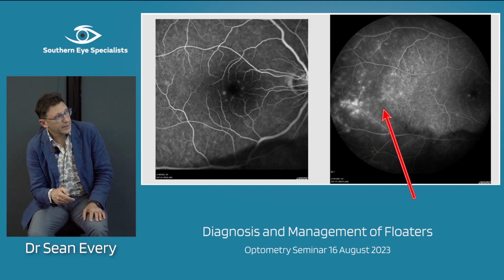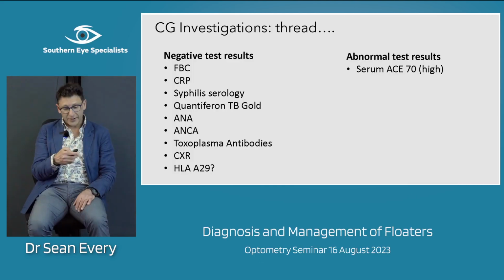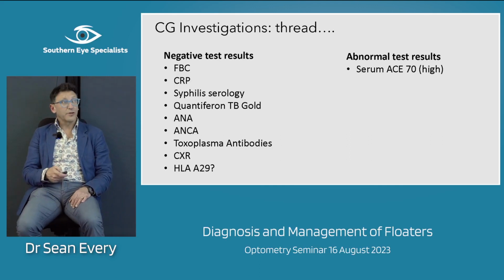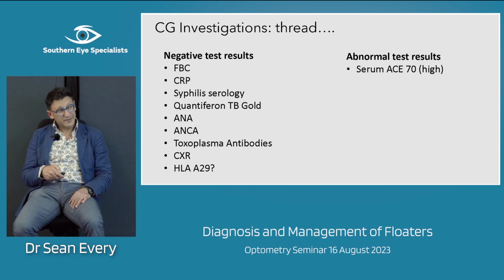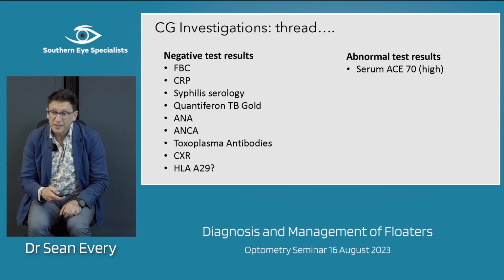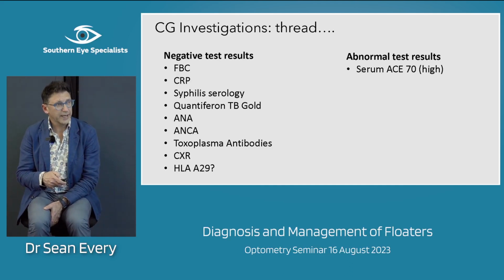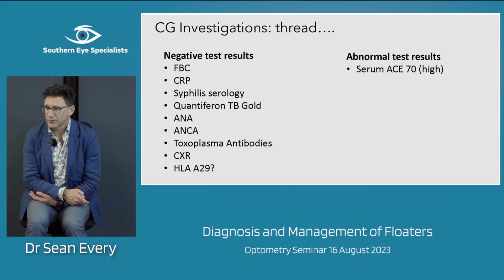They've got all these hyperfluorescent spots in the peripheral retina, and you go, well, this is inflammatory eye disease. So then you start going down the inflammatory eye disease road, and so this is all the tests that I've done. They've all been negative: full blood count, CRP, syphilis, TB, all these antibodies, toxoplasmosis. Chest X-ray was clear. I've checked HLA A29, which is associated with birdshot. That tends to be women, but I haven't had that result back. So the only abnormal test result I've had is a serum ACE, which can be associated with sarcoidosis.